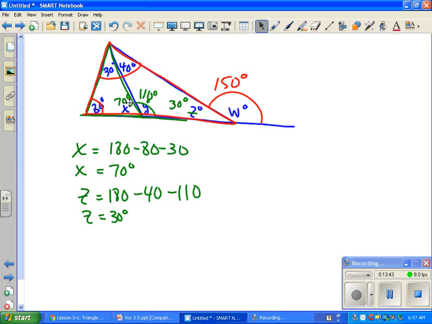So there are so many different rules you can use to check yourself to make sure that your answers make sense. They have to add up to 180 inside of a triangle. The outside angle has to add up to the two remote interiors. Two angles side by side make 180. So you've got a lot of things there you can work with.